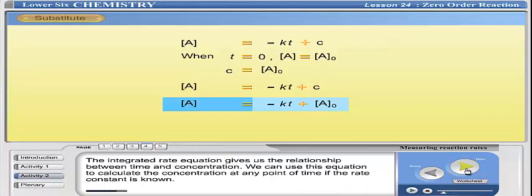The integrated rate equation gives us the relationship between time and concentration. We can use this equation to calculate the concentration at any point of time if the rate constant is known.